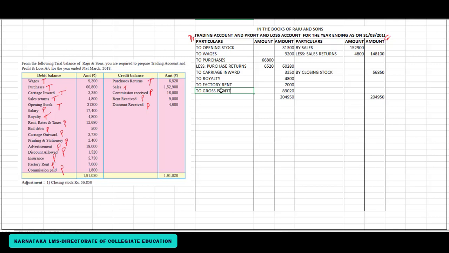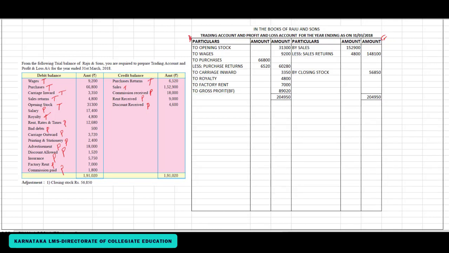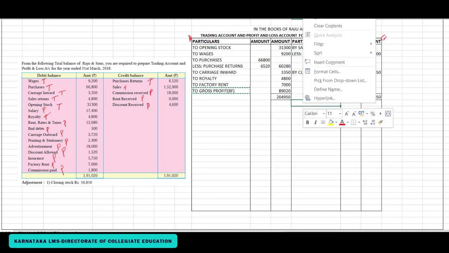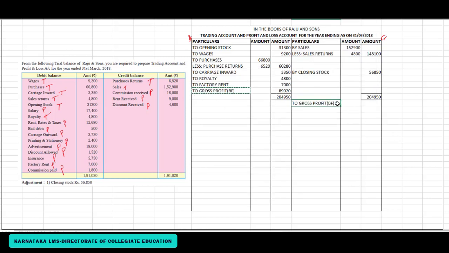It is called gross profit, the balancing figure. Now we have to prepare the profit and loss account by taking into consideration the gross profit of the trading account. So we take the gross profit that came from the trading account and bring it down to prepare the profit and loss account. I have taken the gross profit as the brought down balance in the profit and loss account.